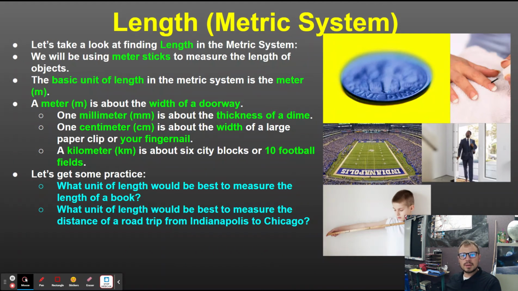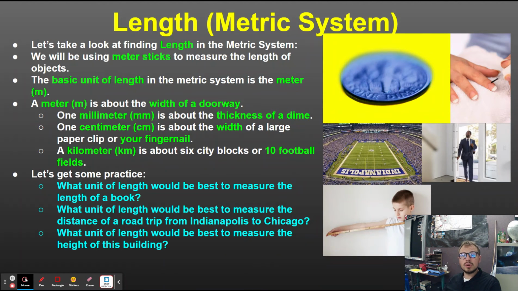What unit of length would be appropriate to measure the distance of a road trip from Indianapolis to Chicago? If we're driving to Chicago, that's a very long distance. So we'd want that longer one, the kilometer, right? So that'd be like, hey, it's 200 kilometers. That's how we would want to measure a road trip.